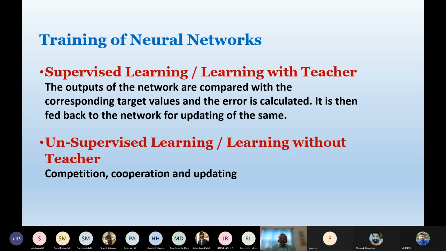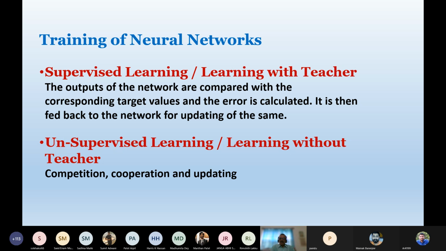So if the student is making any mistake, the teacher is going to help him or her to make the correction, because this is supervised learning. If there is any such error, it will be modified by the teacher, who is going to help that particular student. That type of training is known as supervised training or supervised learning. The principle of supervised learning is as follows. The outputs of the network are compared with the corresponding target values, and the error is calculated, as I told. It is then fed back to the network for updating of the set. That is called supervised learning, or learning with a teacher.